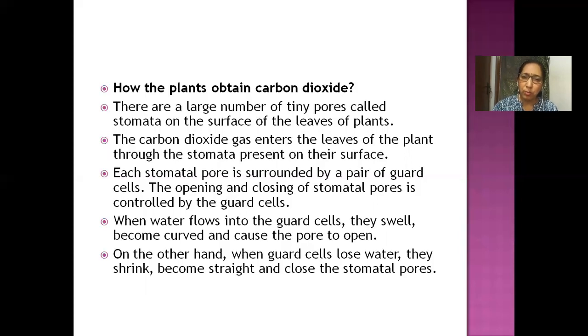Now, the stomata are the tiny pores which are present on the surface of leaves, which are guarded by guard cells. These guard cells control the entry and exit of water. Also, the stomata help in the exchange of gases, right? When water flows into the guard cells, they swell, become curved, and cause the pore to open. On the other hand, when guard cells lose water, they shrink, become straight, and close the stomatal pore.